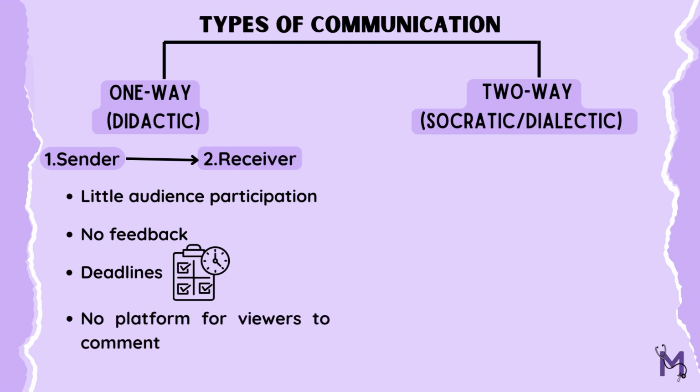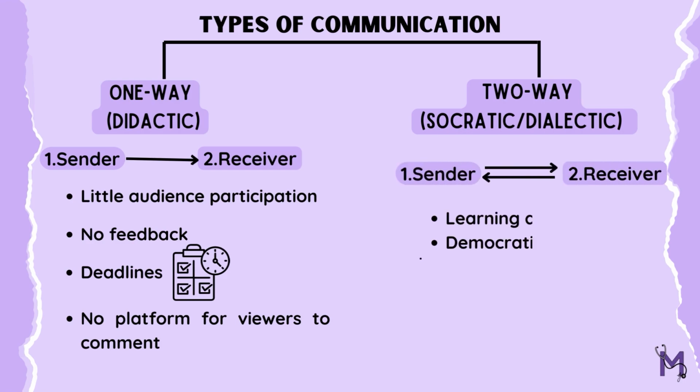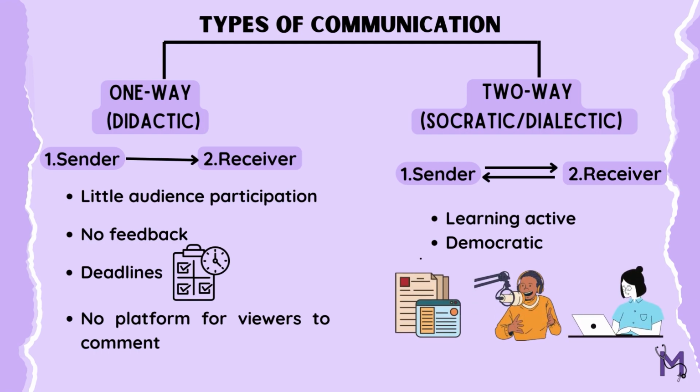On the other hand, two-way communication, also known as Socratic or dialectic communication, involves the participation of both the sender as well as the receiver, making the learning active and democratic, with higher chances of influencing the behavior. Let's compare this to a webzine. Articles, opinions, editorials, and essays written on the website are provided with a comment section for readers to express their thoughts, and this is available for the sender as well as other passive receivers to see. In this way, everyone who is involved in the message is educated and influenced.